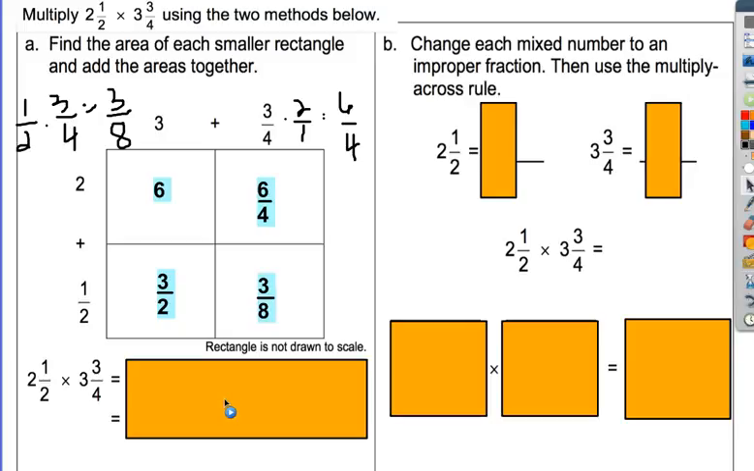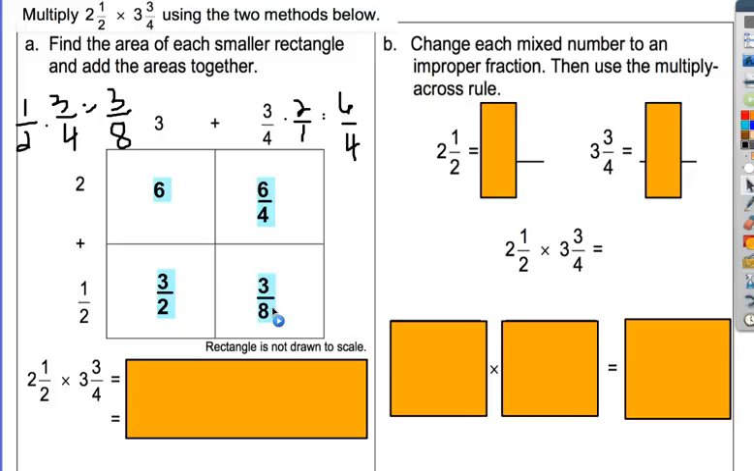Now what you need to do, because I need to add all these together. That's what we did with whole numbers. You add them all together. Well, I don't have all whole numbers now. I have fractions. So I have 6/4, 3/2, and 3/8. And you need to find the least common multiple for 4, 2, and 8.